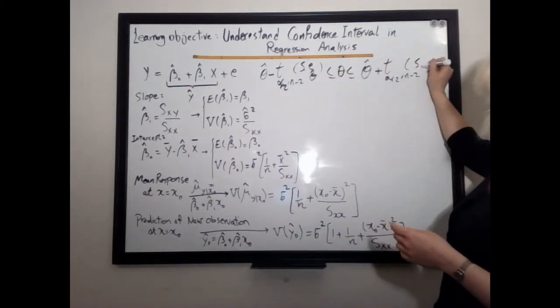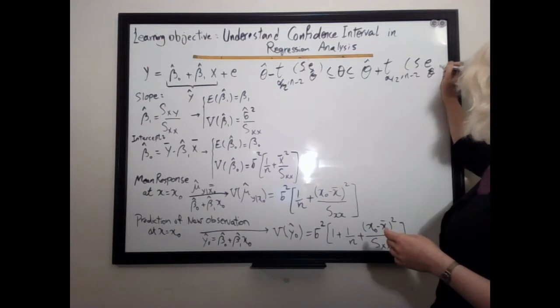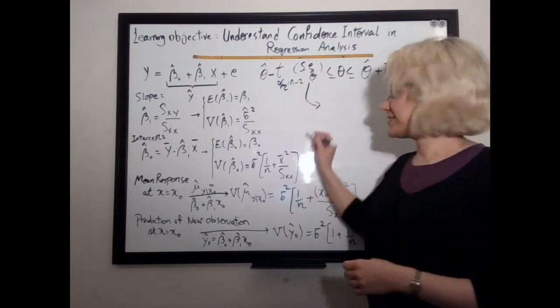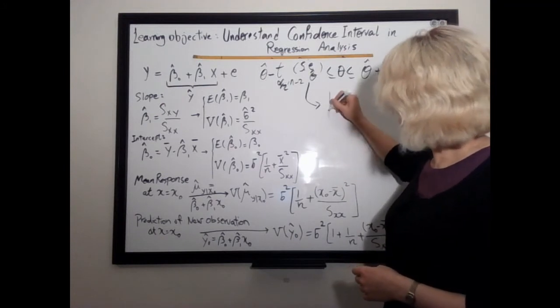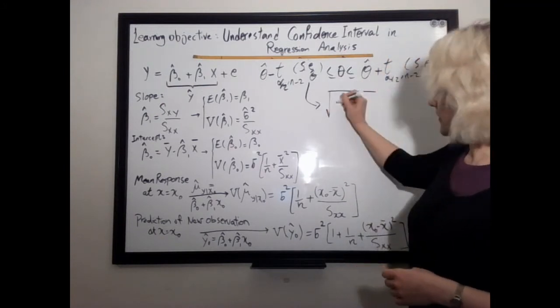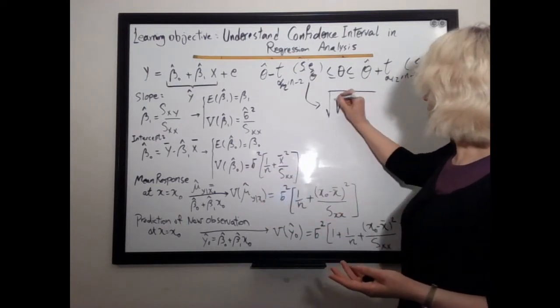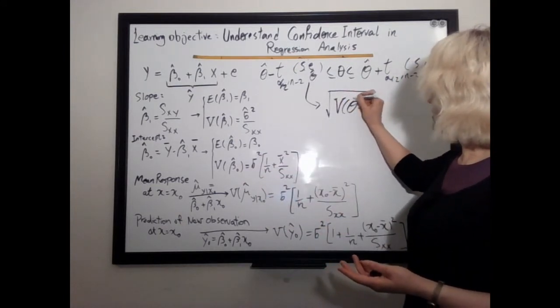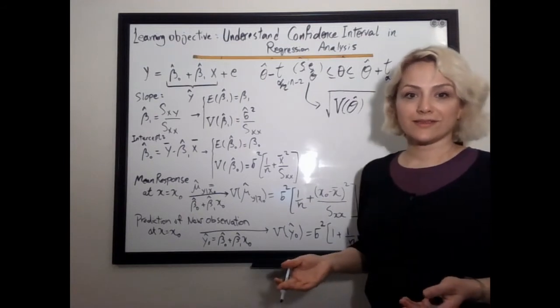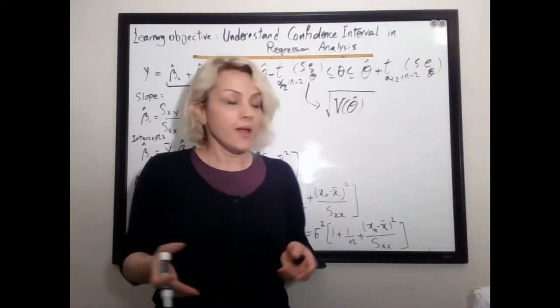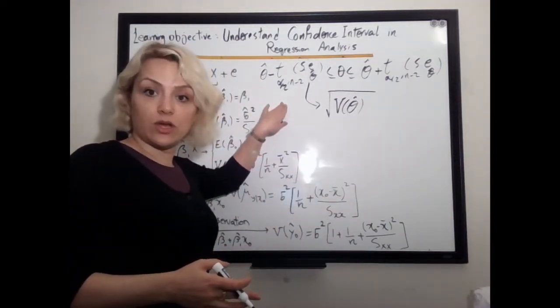So times the standard error of this theta estimate. What is the standard error? It's the square root of this variance. So it's the square root of the variance of that theta estimate that I have, whatever it is. So when you think this way, you will see it as a piece of cake, right? All of them have the same methodology.